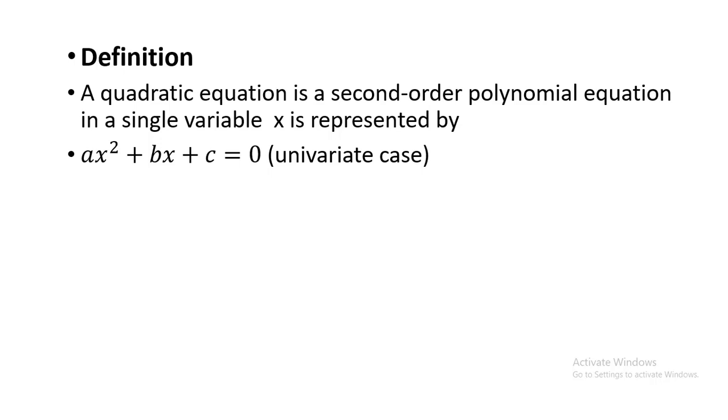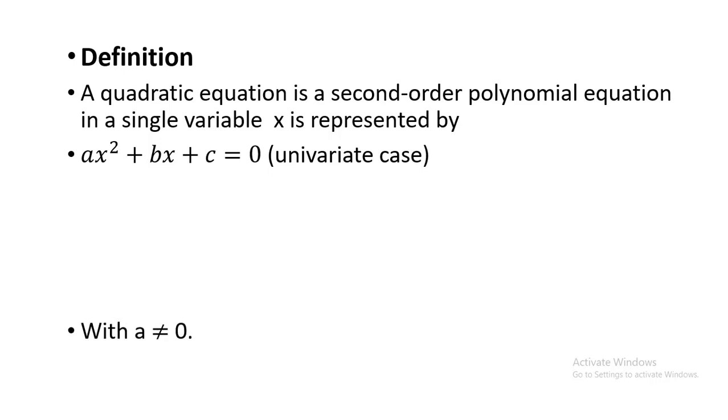Why am I saying it is a univariate case? It is because the variable present in this equation is the same, that means the variable out here is only x. There are second order equations having multiple variables, this is possible, but for this part we will only be learning quadratic equations of second order polynomial within a single variable. So this is called a univariate case, a single variable, second order equation.